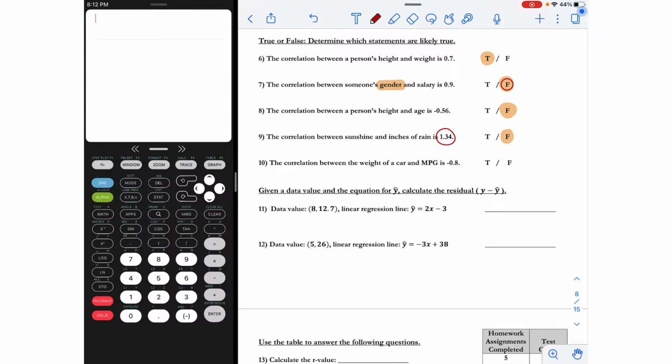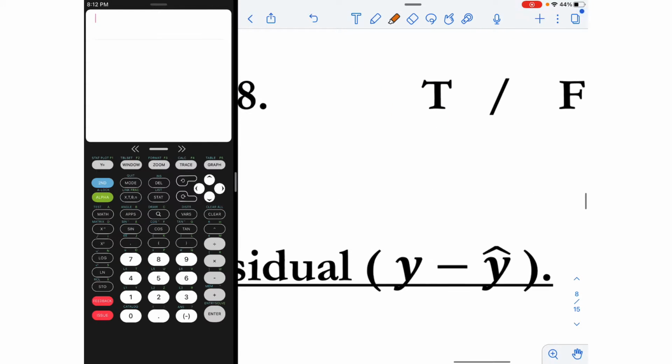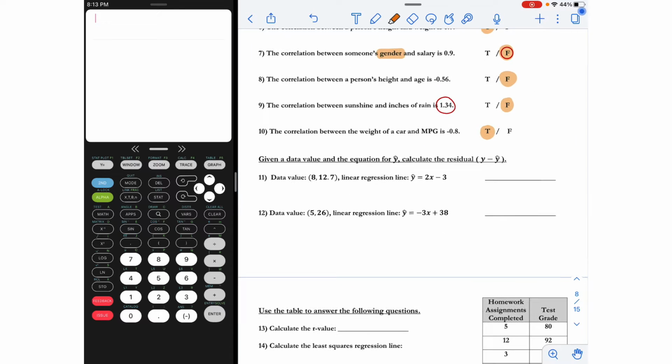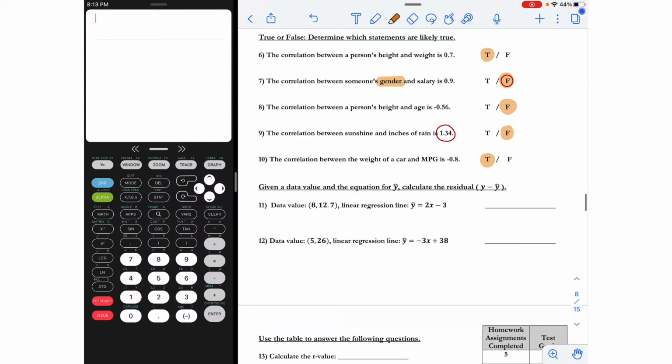All right, last one. The correlation between the weight of a car and miles per gallon is -0.8. So the more the car weighs, the fewer miles per gallon they get. I don't know much about cars, but I do think that that's true. You can't go as far the more you weigh. So if you're a car person, you can correct me if you think that's wrong, but I do think that this would be a negative correlation.